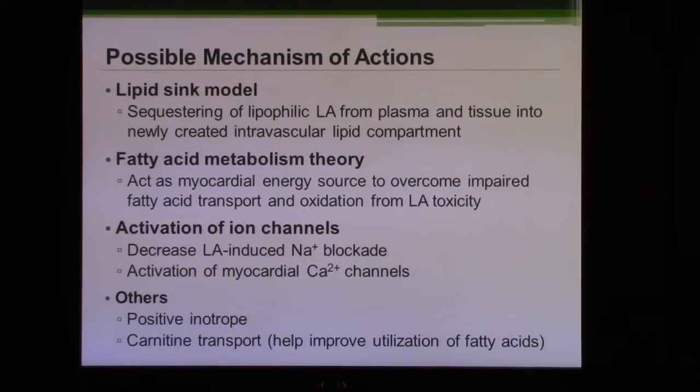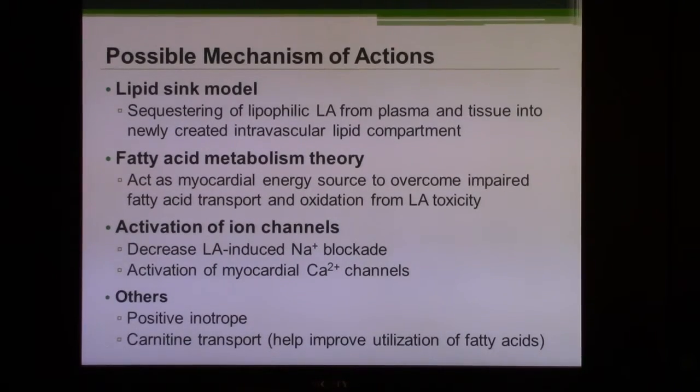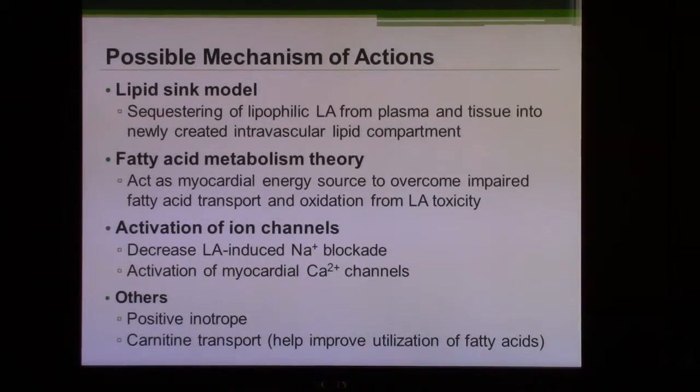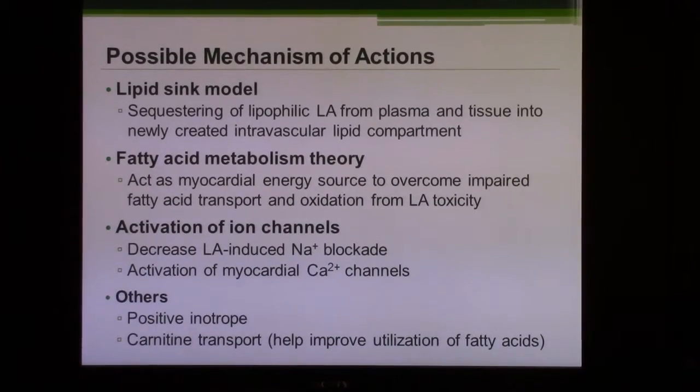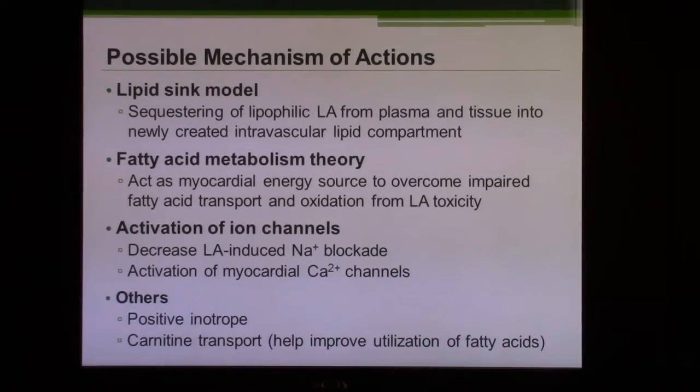Here are some of the possible mechanisms of action that have been proposed. The major one that has been talked about is what is termed the lipid sink model. This is the idea that administering the lipids provides a phase that can drive the toxic drugs from plasma and tissue into the newly created compartment, and basically sequesters these toxins away from the target organs.